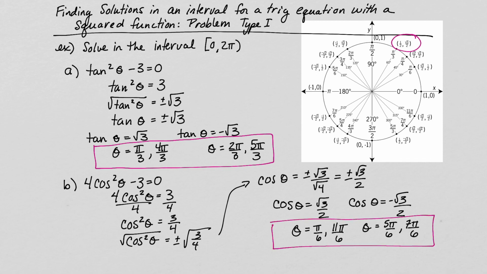So if you just have one trig function and it's only showing up one time and squared, you can still isolate it and then take the square root of both sides to solve.